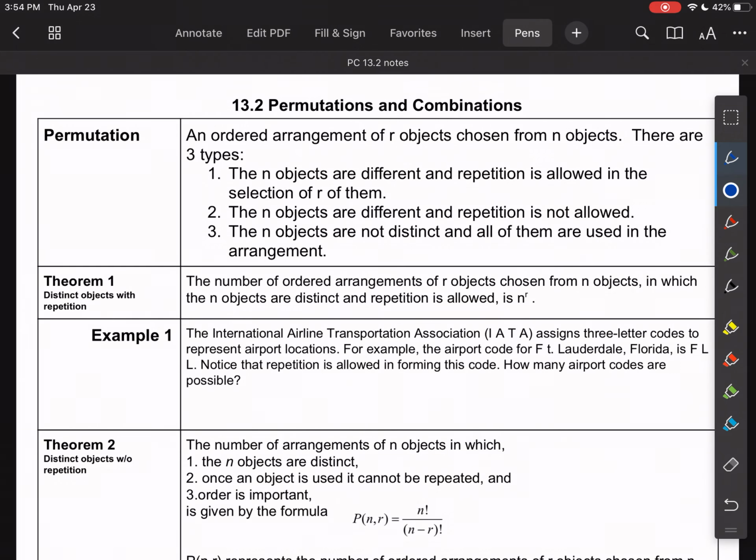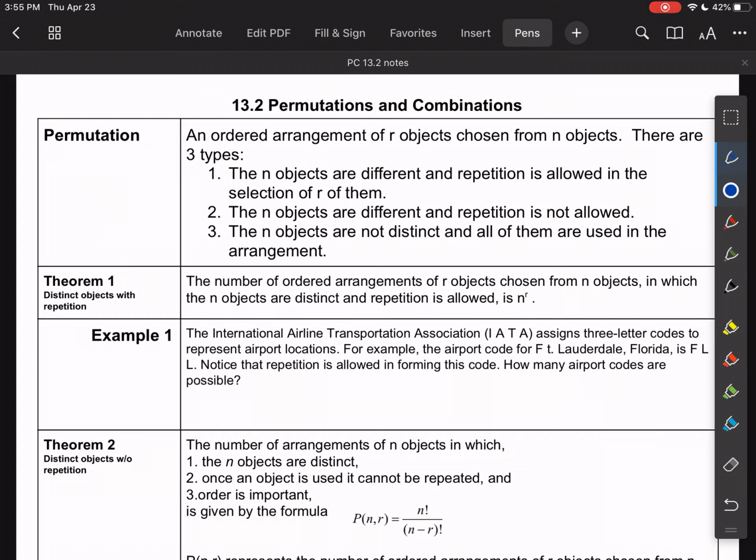All right, guys, 13.2, we're talking about permutations and combinations today. Yesterday, or last time we met, we talked about counting and the possibilities when we're counting. And so today, this is a form of counting, but now we're bringing in the fact that we could repeat digits or repeat letters or things like that.